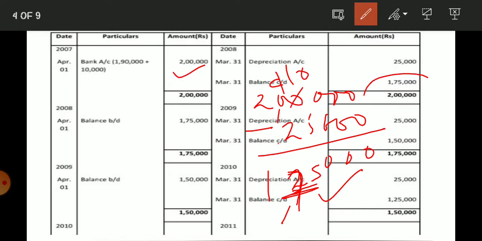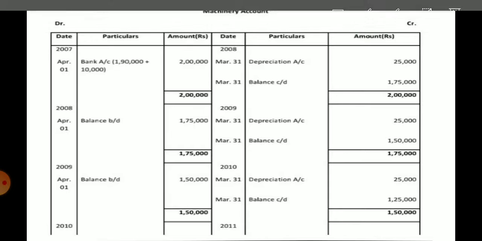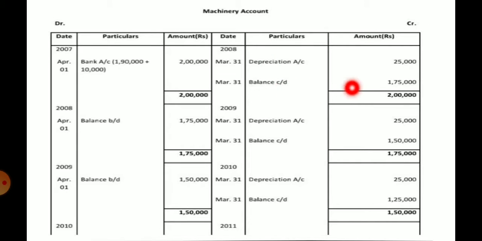So 1,75,000 will be the balance c/d, balance carried down. Okay. Now this balance will be transferred to the next accounting period as 1,75,000. So in the straight line method, the amount of depreciation remains constant every year. So only 25,000 every year you have to charge. In the next year, when you subtract 25,000 from 1,75,000, you get 1,50,000 and it will be transferred to the next year.